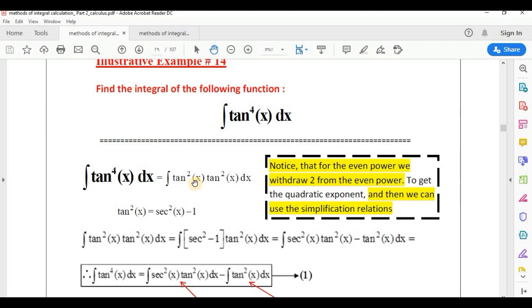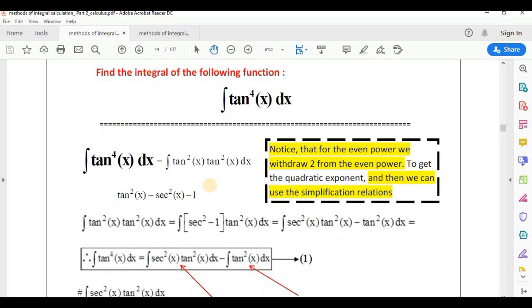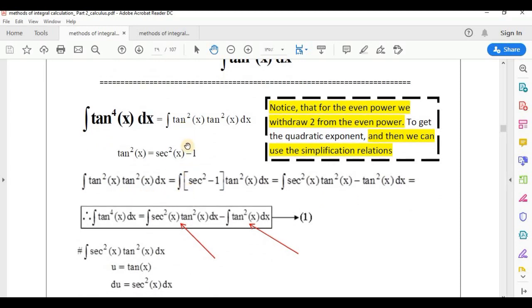We have 4, and with the root 2 it will be 2. The integral will become integral of tan square multiplied by tan square dx. From the relationship sec square equals tan square plus 1, we get that tan square equals sec square minus 1. We will substitute this value in this part. So the integral becomes integral of sec square minus 1, multiplied by tan square dx. After opening the bracket, we get this result.